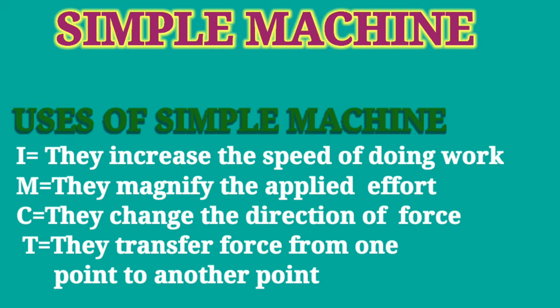These are the uses of simple machine. Maybe you have understood what I said. If someone asks you what are the uses of simple machine, then at first you need to remember IMCT and try to relate it. I means increase the speed of doing work. M means magnify the applied effort. C means change the direction of force. And T means transfer force from one point to another point.